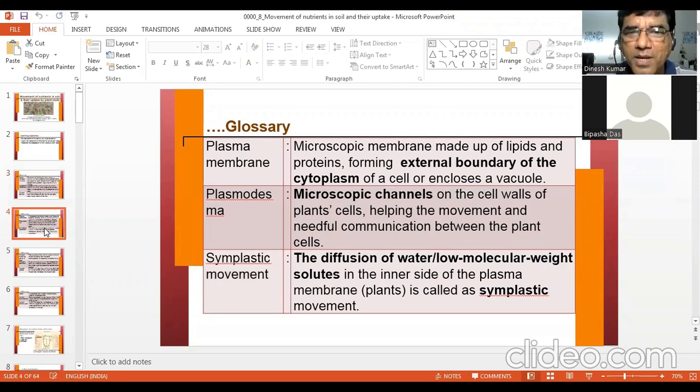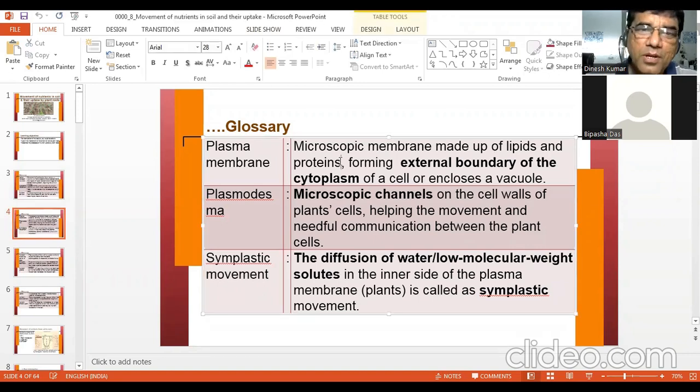Next, plasma membrane or plasmalemma. It is a microscopic membrane made up of lipids and proteins. Here I suggest you study the structure of the plasmalemma or plasma membrane. It encloses the protoplasm. So you should know the structure of the plasma membrane. This is very, very important for a student of agronomy also. From any standard textbook of plant physiology, you can find the structure of the plasma membrane.